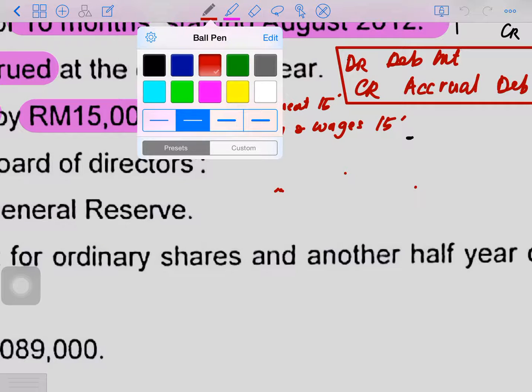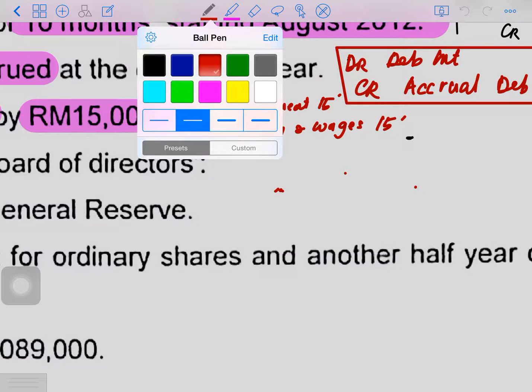Next we have dividend, 20 cents for ordinary shares, and half year for preference shares, preference dividend.